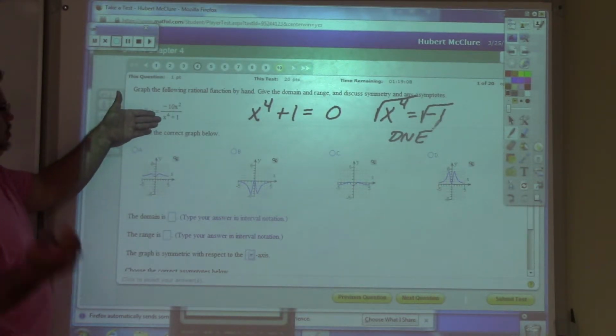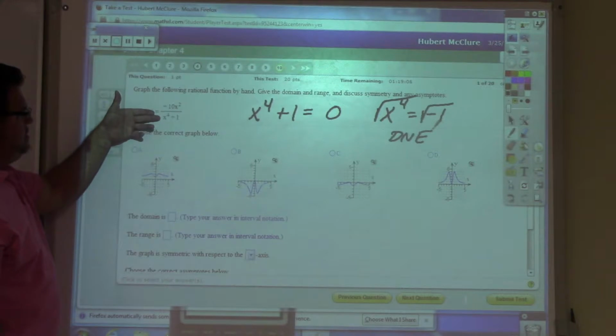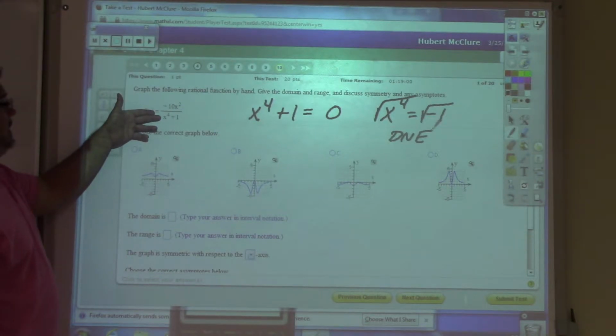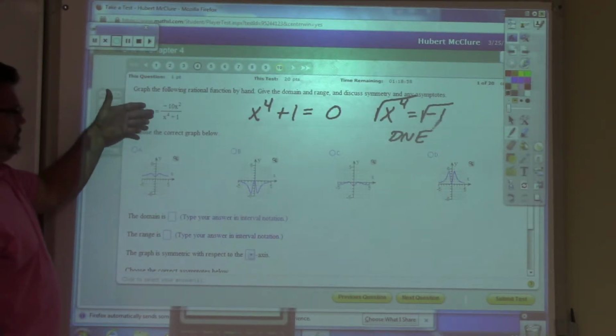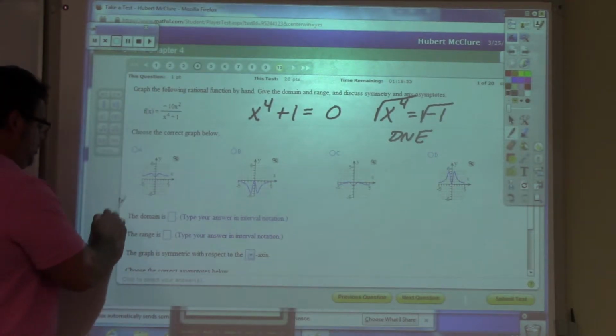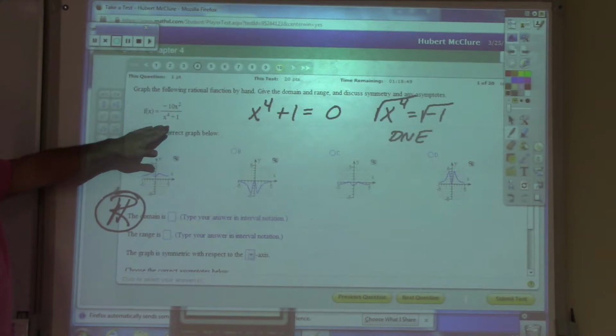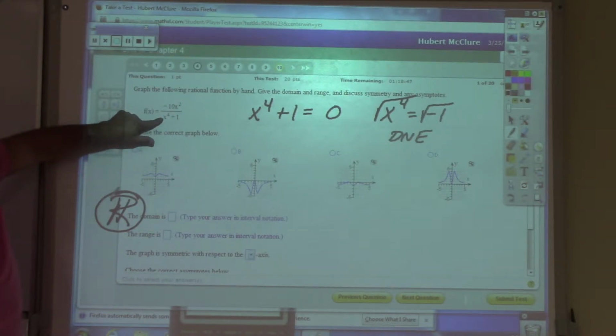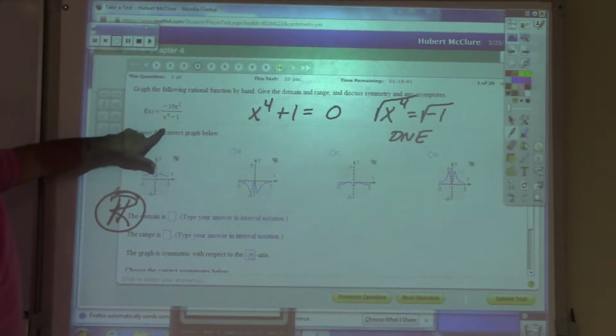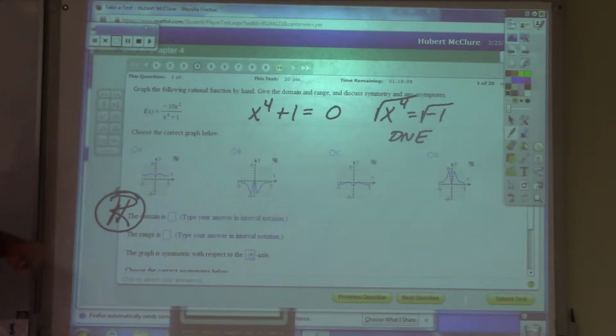Can I plug in a negative 2? Yes. Can I plug in a positive 2? Yes. Can I plug in a 0.5? Yes. So the domain is all real numbers, even though it is a fraction, and the reason is because this x is raised to the 4th power, so you can plug anything you want in there. So that is all real numbers.